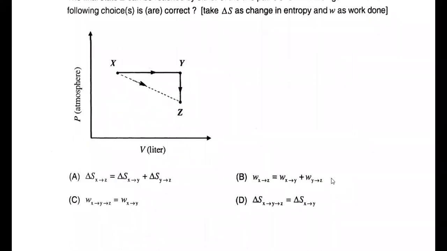And it's given a PV graph, so you can easily say that process XY is an isobaric process and process YZ is an isochoric process. And XZ is a generalized process, which is not known to us. So for the first path, it is given that when we check the entropy change from X to Z, it is the sum of the entropy change of X to Y and Y to Z.